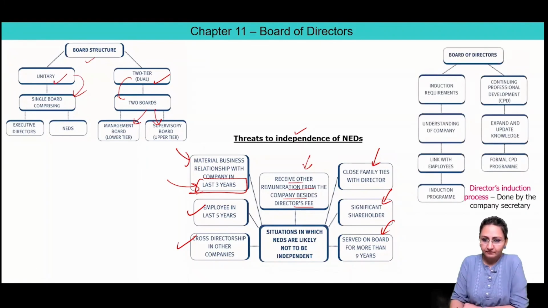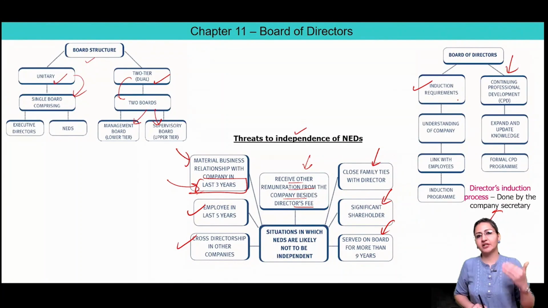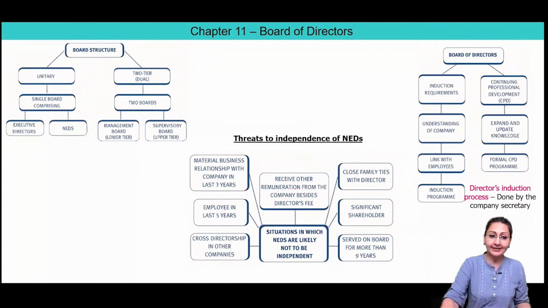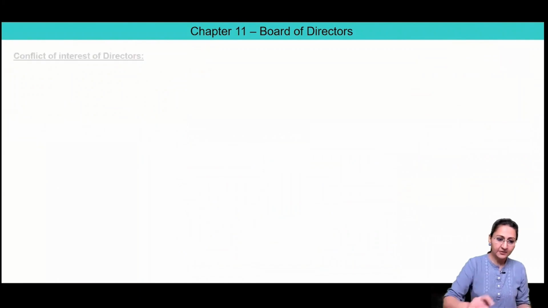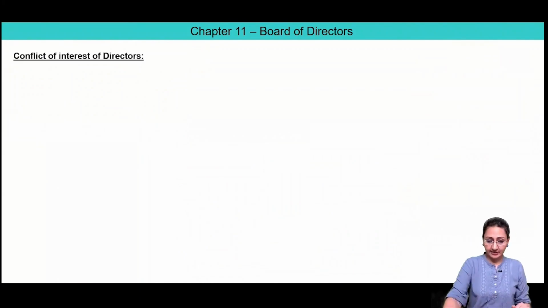Then comes matters related to the directors. There are two requirements when a director joins a company. One is induction, a type of orientation where he is introduced to the company. Who takes the induction? The company secretary takes the induction. And then comes, for his regular updating of knowledge, CPD, continuing professional development. That means CPD should be structured for all the directors so that they are up to date with their knowledge and the industry changes.